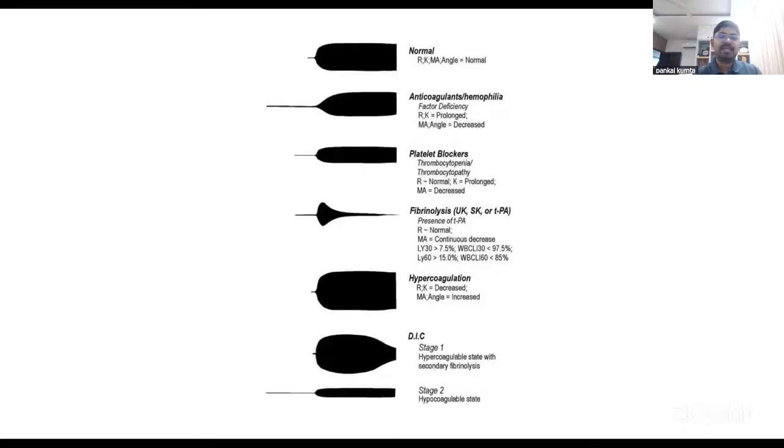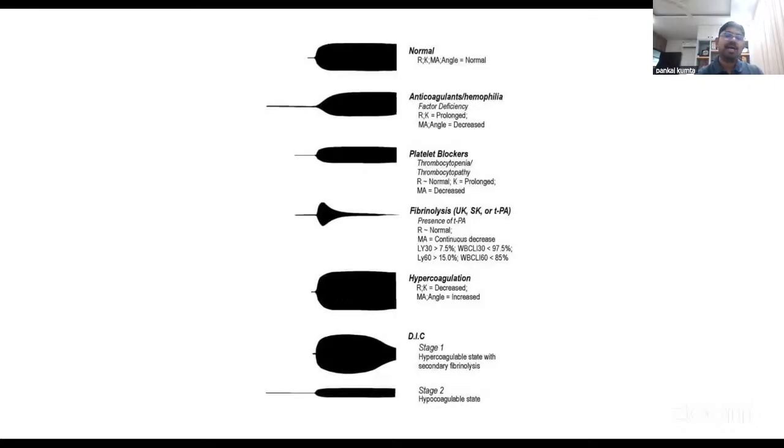In terms of platelet blockers, you will see the MA tends to be reduced. They may have a slightly prolonged K time and MA is reduced, but the R time tends to be normal. So again, here you need antiplatelets or thrombocytopenia management. Fibrinolysis, we did speak about it. Generally the R time tends to be normal, but the MA will have a continuous decrease. Lysis will be much higher even at 30 minutes.